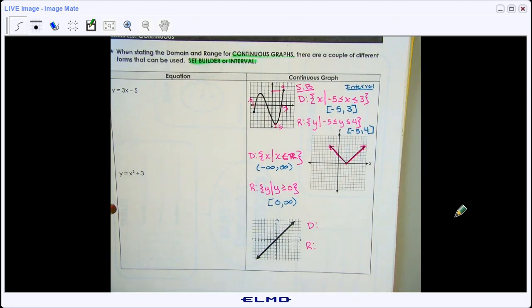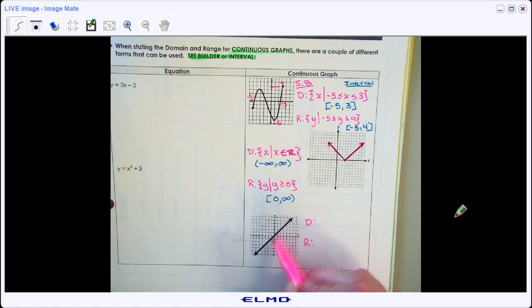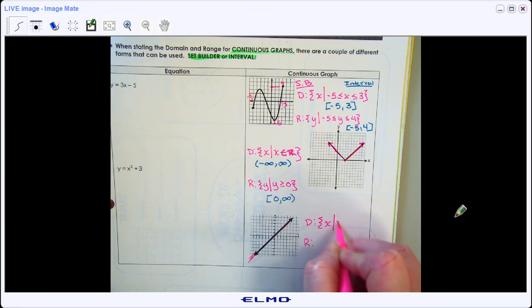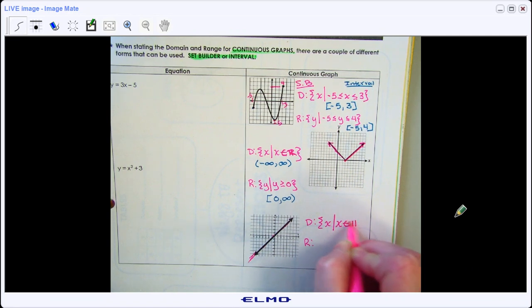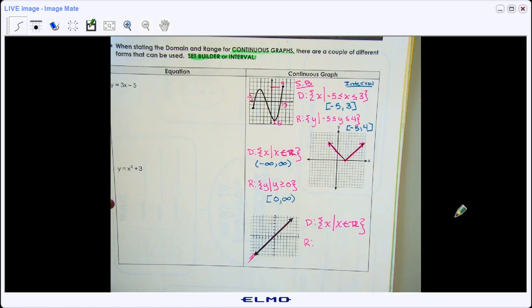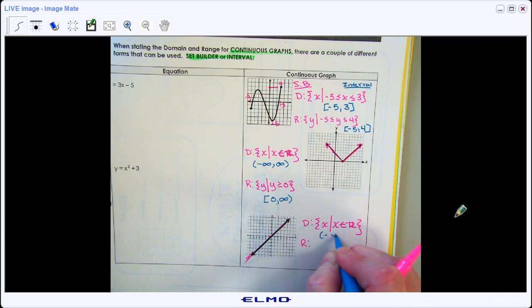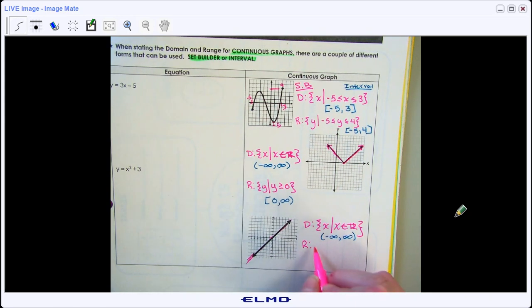All right, take a look at our last one here. Again, we've got an arrow on the left side, that's going to keep going forever, and an arrow on the right side, that's going to keep going forever. So our domain would be x such that x is an element of the reals. In interval notation, that would be negative infinity to positive infinity.